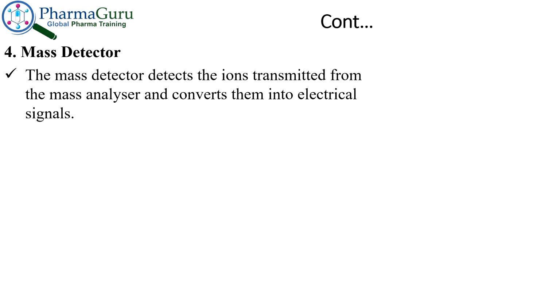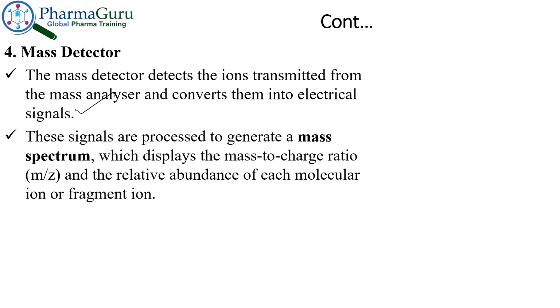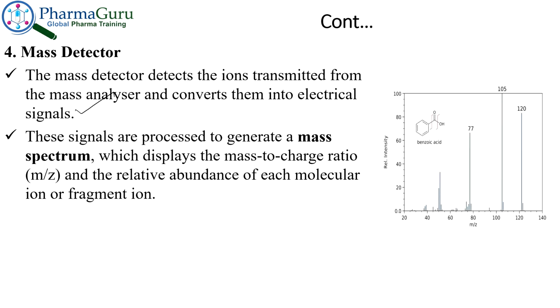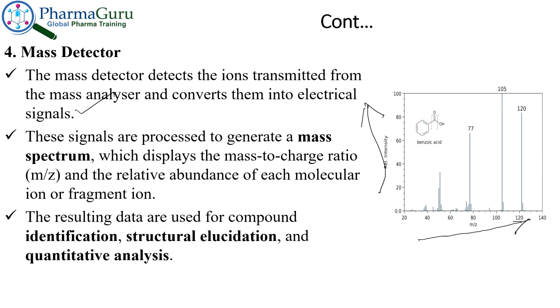Mass detector. The mass detector detects the ions transmitted from the mass analyzer and converts them into an electrical signal. These signals are processed to generate a mass spectrum, which displays the mass to charge ratio and relative abundance of each molecular ion or fragment ion. This is the mass spectrum: on the x-axis, that is M by Z, and on the y-axis there is relative abundance. The resulting data are used for compound identification, structural elucidation, and quantitative analysis.